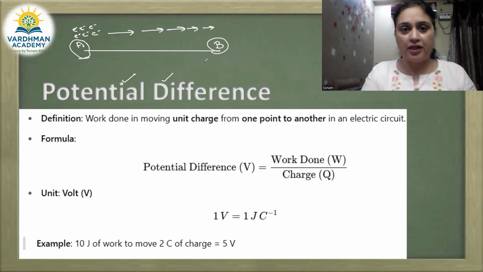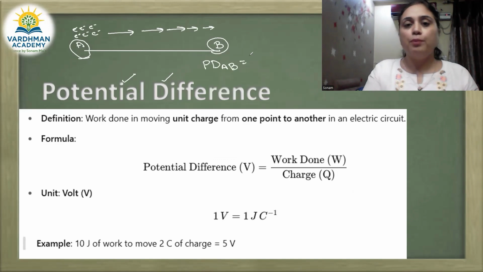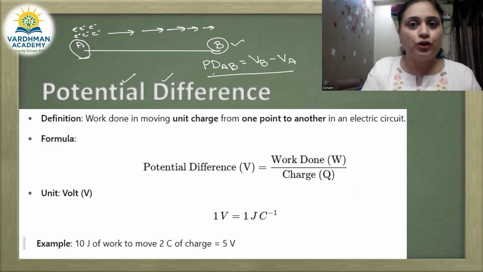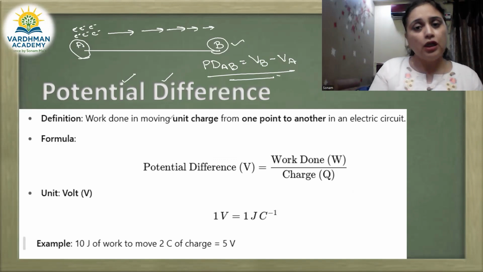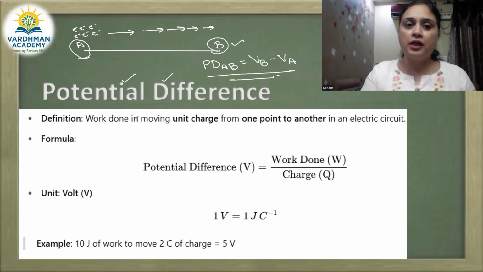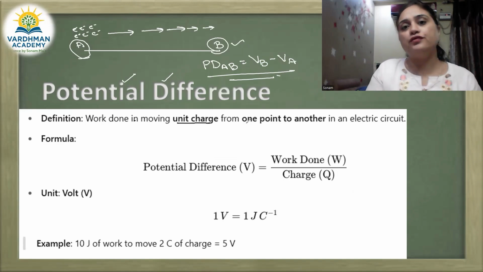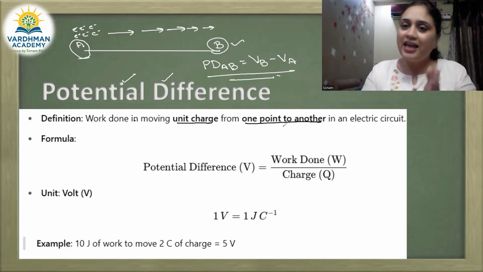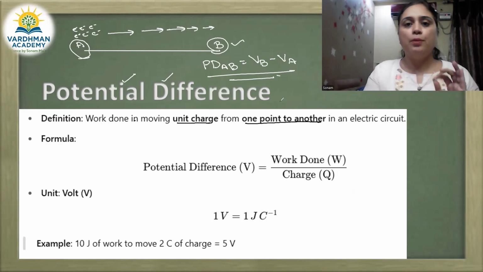And potential difference, right, children? Potential difference from A to B is given by the potential at B, the final point, minus the potential at point A. So you should always remember this. So how will we define it, children? Electric potential difference: work done in moving unit charge from one point to another in an electric circuit is known as potential difference.